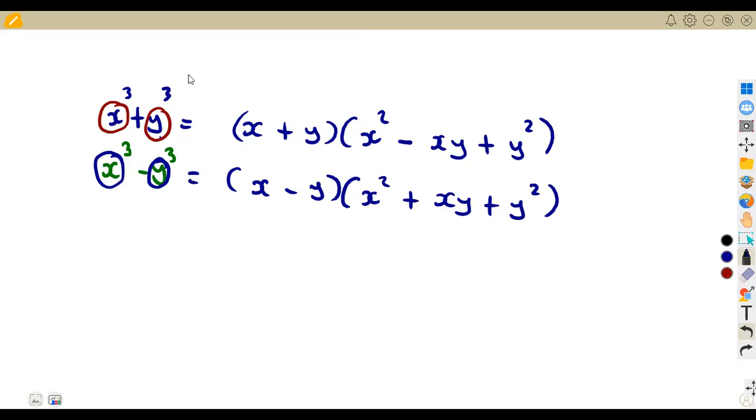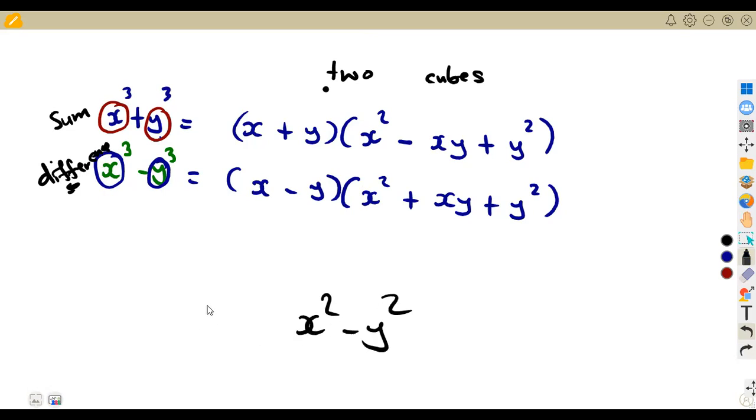So these are two cubes that you are considering. It can be a sum of two cubes, it can be a difference of two cubes. We've got a sum and a difference of two cubes. But on perfect squares, there was only a difference of two squares. Here, for the cubes, there is a sum and there is a difference. So take note of that.